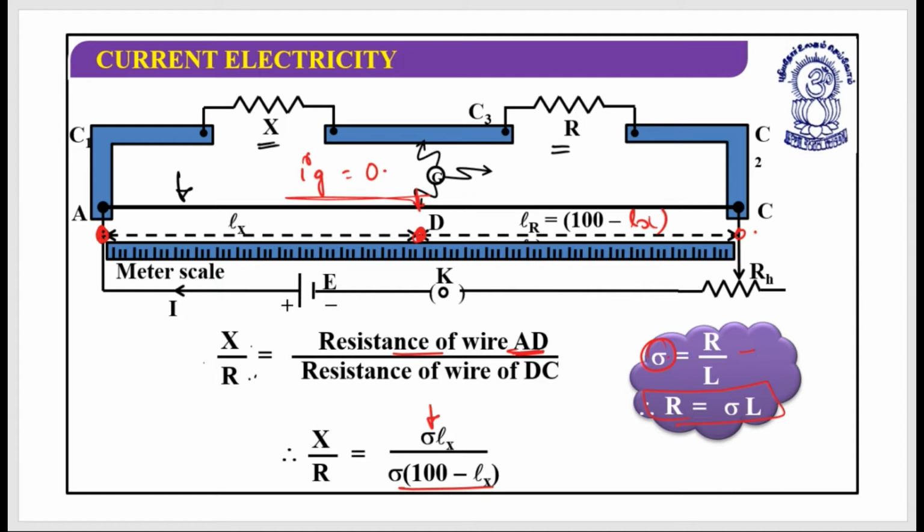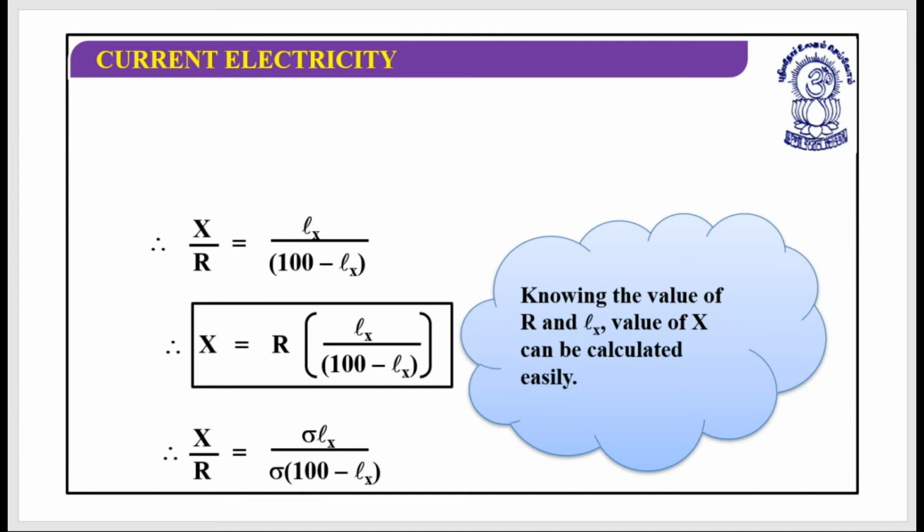I hope these things are clear. So this could be written as X by R, sigma has gone, and this could be Lx divided by 100 minus Lx. From this you can find out the X. It's R into the bracket Lx upon 100 minus Lx. Now I know the value of R, we know the value of Lx, and with this we can have the data of X. This is what we require to find out the unknown resistance. That is why we are using the meter bridge.